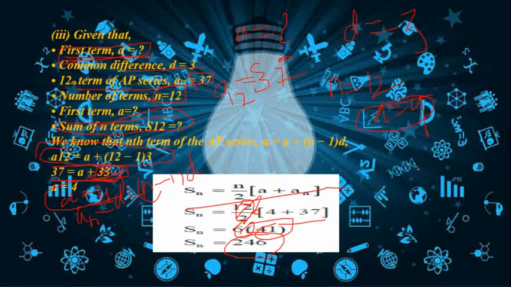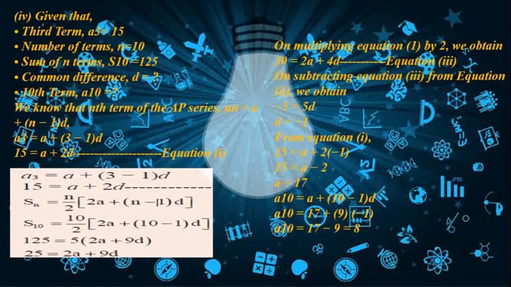So let's move to the next question. Here is a question: given that a3 is equal to 15, the third term is 15, and n is 10. The number of terms is 10, and the sum of all these 10 terms is 125. So the common difference is unknown, and the 10th term is also to be found.